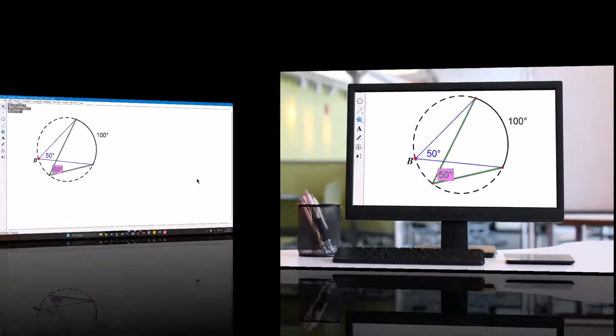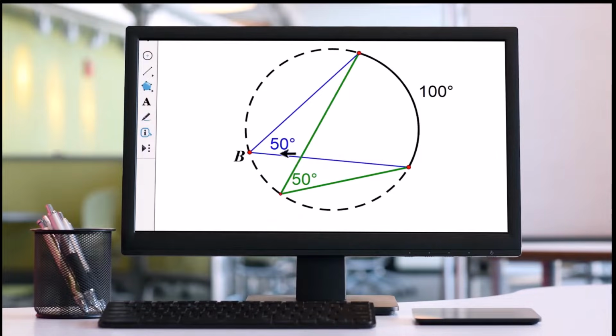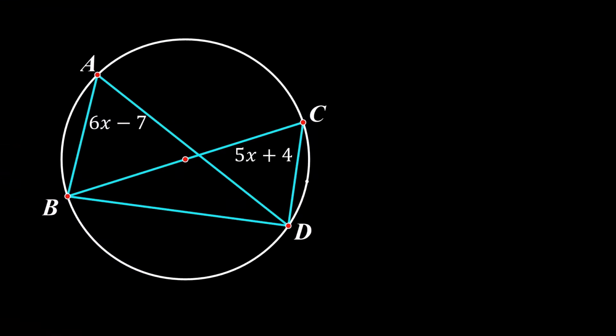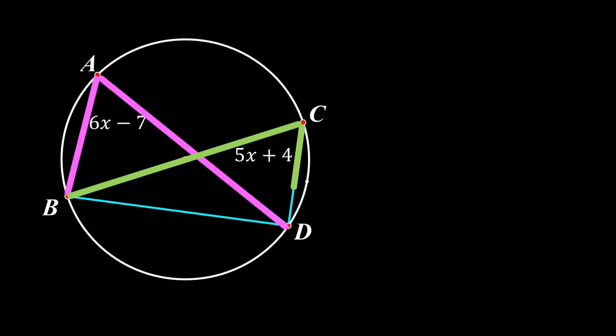Let's go back to the computer program, and I'm going to show you something that'll help this problem make some sense. Now we have a second angle. Now, both of these are going out to the same arc, which is 100 degrees. So these two are equal. The 6x minus 7 angle is going to the points B and D, and the 5x plus 4 angle is also going to the points B and D, which means they are both intercepting the same arc.